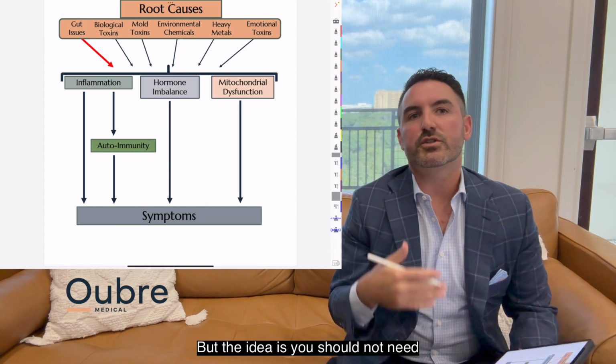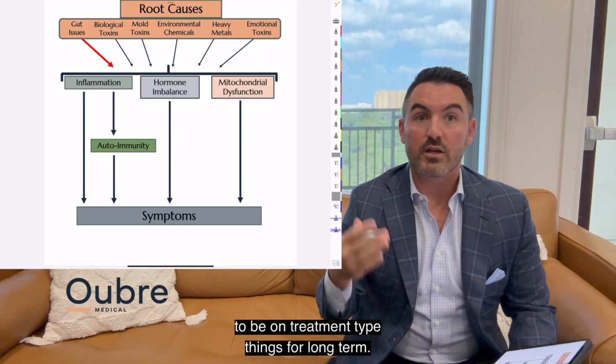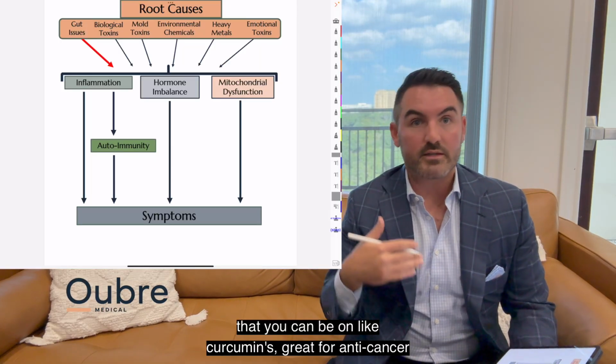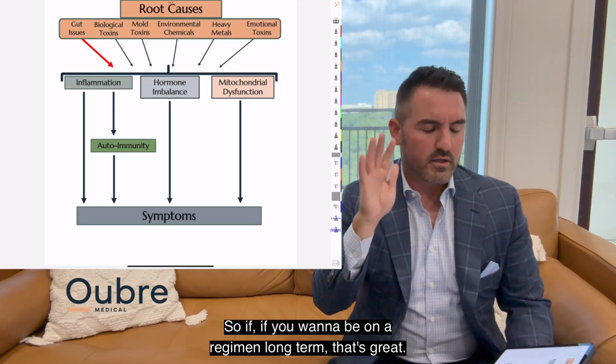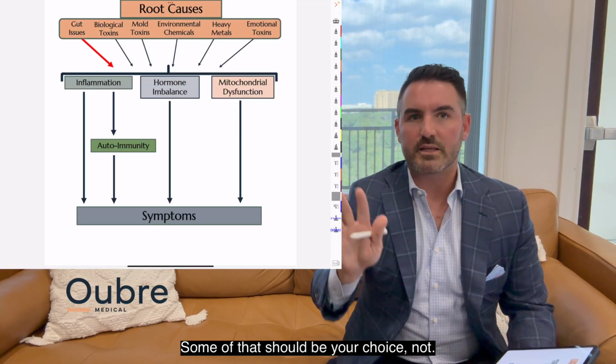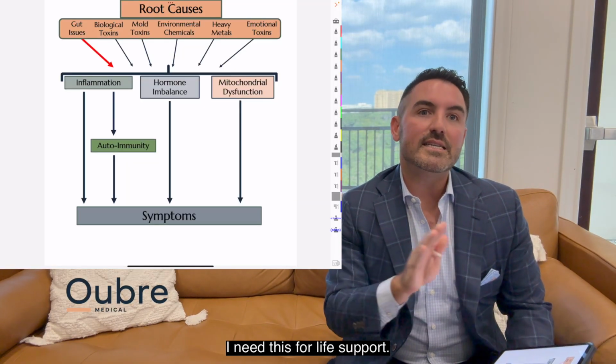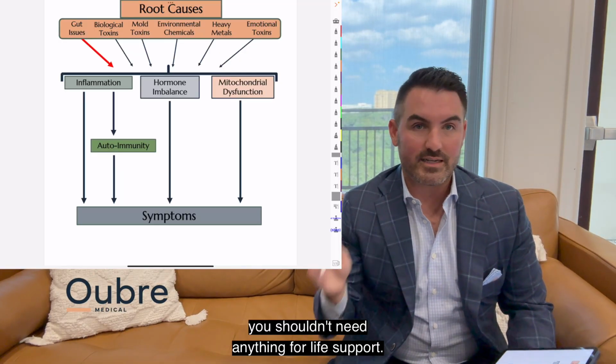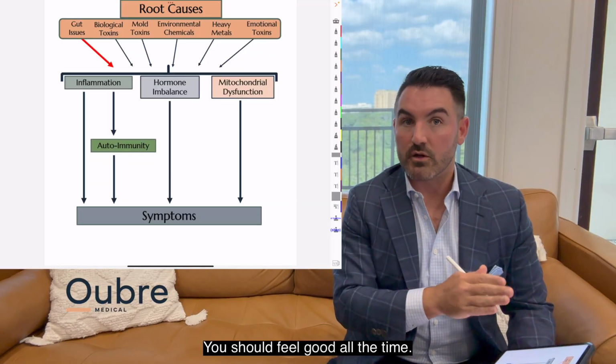But the idea is you should not need to be on treatment type things long term. There's some beneficial things that you can be on, like curcumin, which is great for anti-cancer and detox. So if you want to be on a regimen long term, that's great. Some of that should be your choice, not "I need this for life support." If you fix your root causes, you shouldn't need anything for life support. You should feel good all the time.